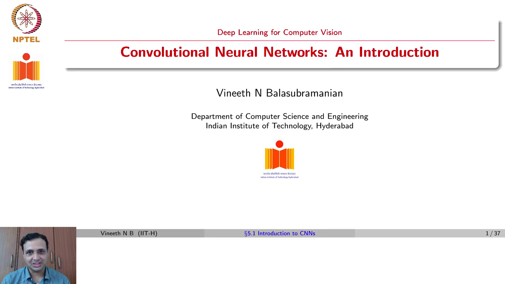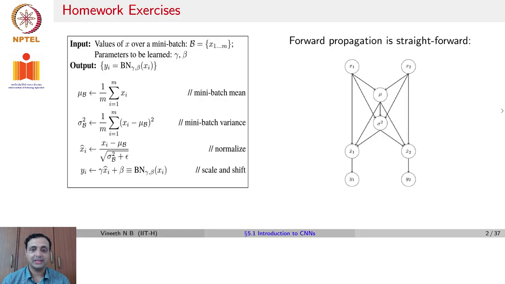Continuing our discussion, we will now move on from simple feed-forward neural networks into the building blocks of deep learning for computer vision, which are convolutional neural networks. Before we start that discussion, we'll review the homework or the exercise that we left behind in the last lecture of the previous week. One of the questions there was, how do you backprop across a batch normalization layer?